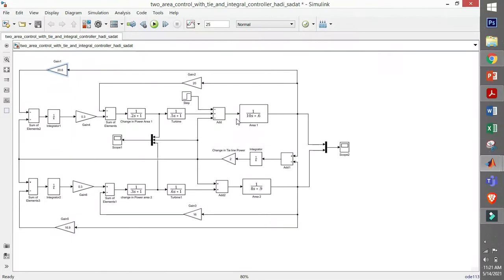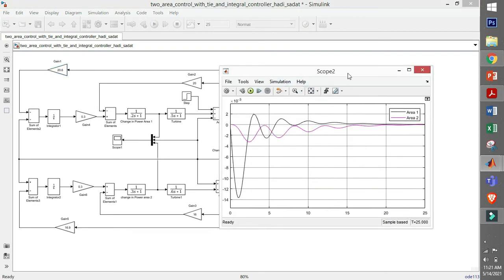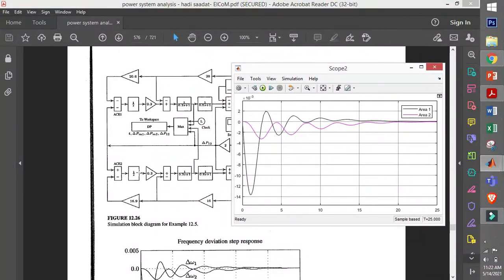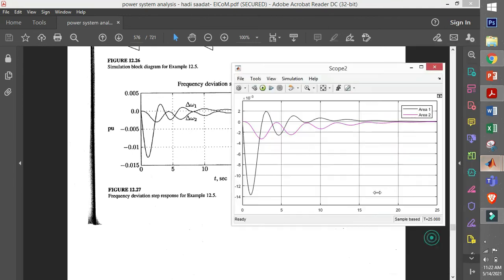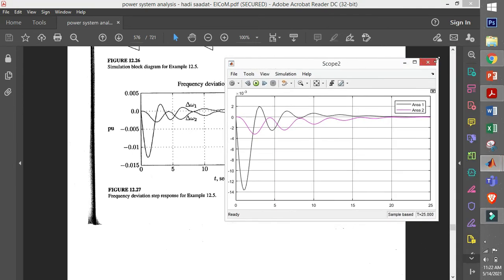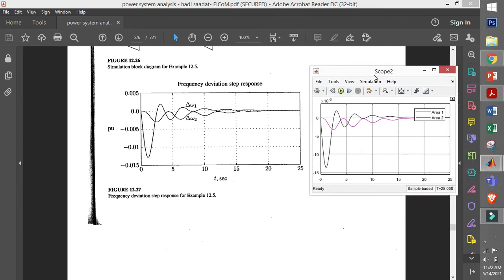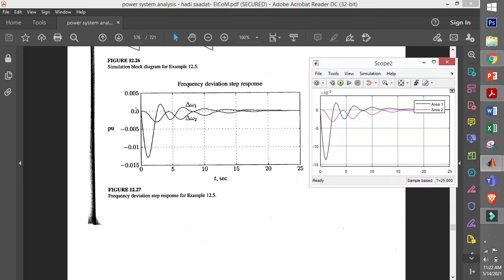I will provide this MATLAB file to you, so you can check it once. When we run this file, the output we are getting is exactly the same as we get here. What this output is telling us is that as the load increases in area 1, the frequency of area 1 is here.